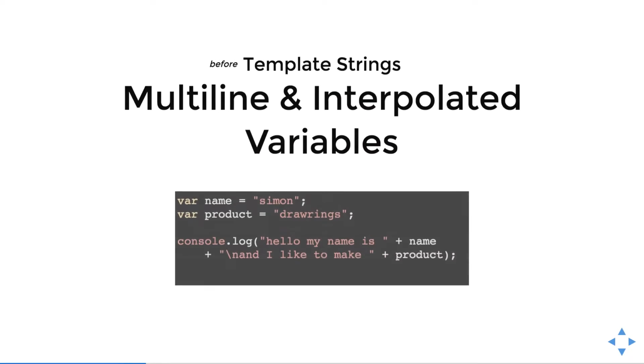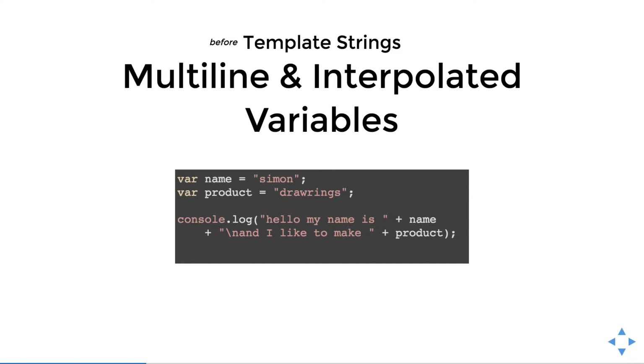So here's what things looked like before if you wanted to create a multi-line string with line breaks and with variables in there somewhere, right? This is a little contrived, but you have a couple of variables somewhere. You want to print out or create this string. And the string is, hello, my name is whatever the variable name is, a new line, and I like to make whatever he likes to make, right? And so this is how you did it before. You can't line break within a string. That would break it. So you actually have to use the \n and string together a bunch of concatenation of strings and variables.